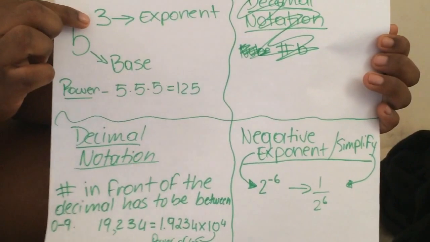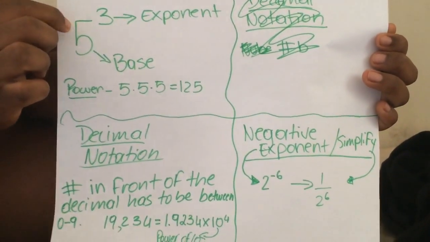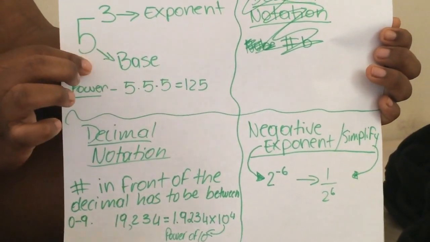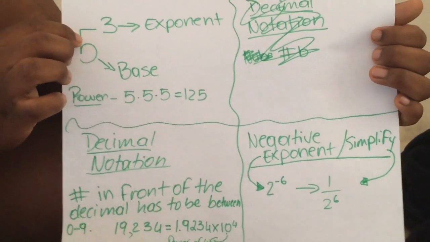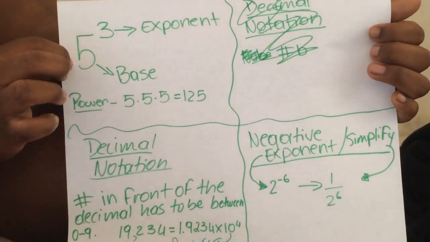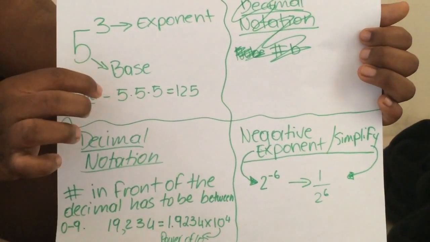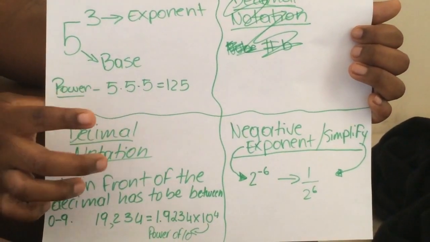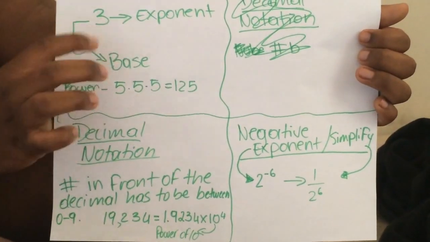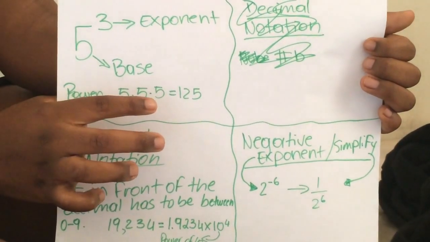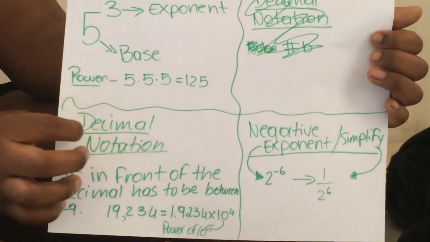Exponent is that little number on top of the big 5. The big 5 is basically the base. The exponent states how many times you have to multiply the base to get a certain product. So basically that's the power. In this case, it will be 5 times 5 times 5, which is 125.